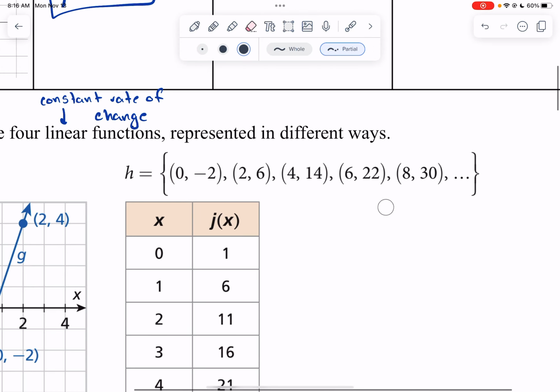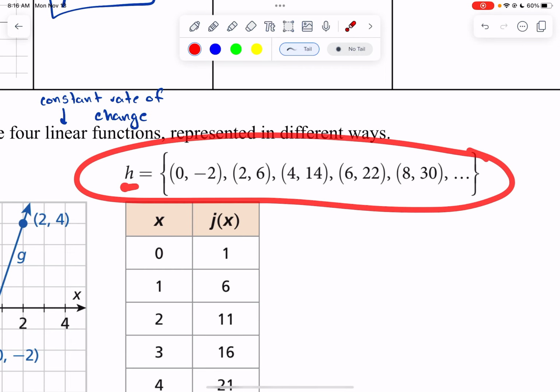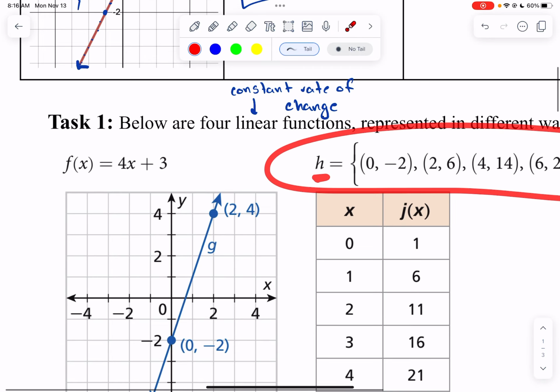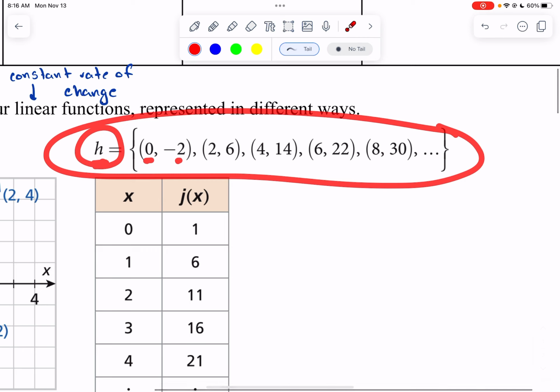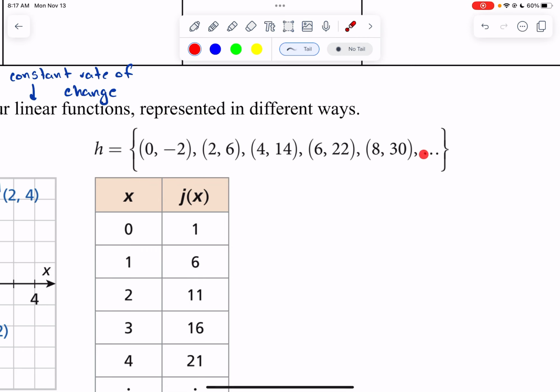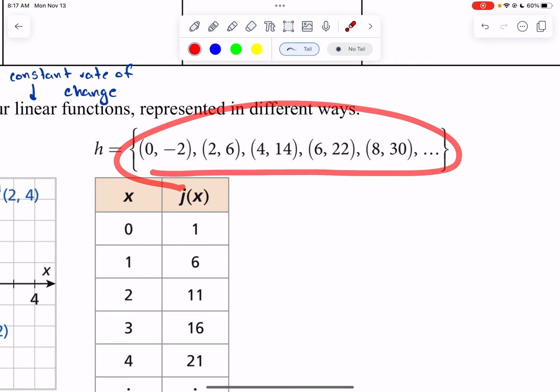This function over here is an ordered pair. His name is H. So over here we got Frank, over here we got Frank, over here we got Harry. And this is a list of ordered pairs. Input to output, so forth and so on. Dot, dot, dot, meaning it can keep going. These aren't the only inputs and outputs.